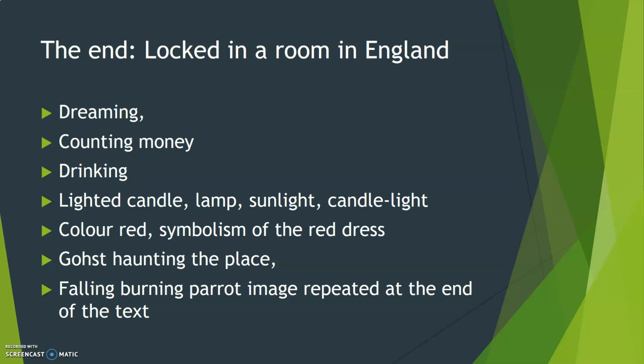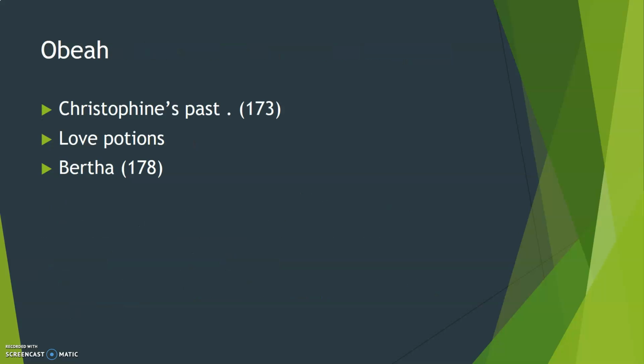What is symbolic of the falling, burning parrot image at the beginning of the text? And then there is another burning image, and it occurs at the end of the text. See what you make of the relationship between the beginning and the end. And there is this theme of obia or black spirituality. Dig in and see what you find about it.